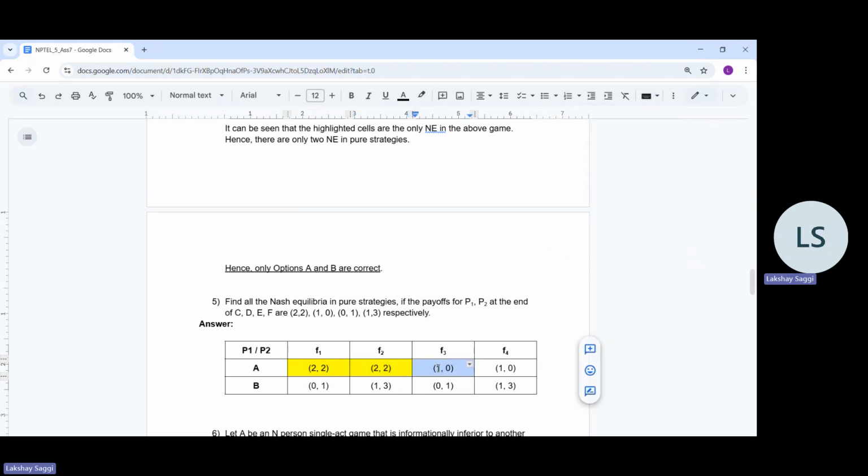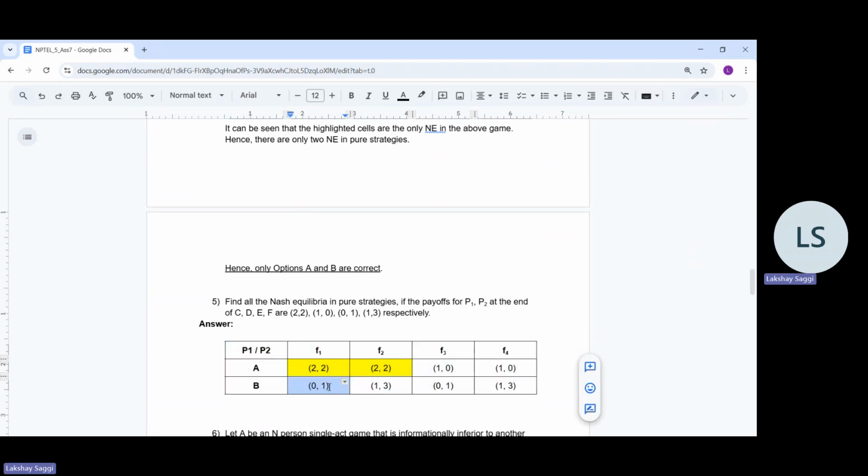Now let's see this 1 comma 0. In this 1 comma 0, it can be seen that the row player will not have any incentive to switch because 1 is greater than 0. But the column player will have an incentive to switch from F3 to F2 or F1 because payoffs here are 2 and not 0. So this is not a Nash equilibrium. And similarly, this will also not be a Nash equilibrium.